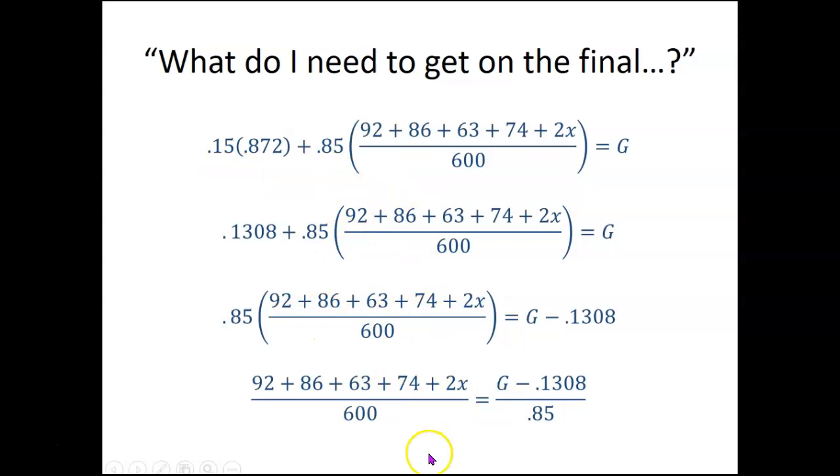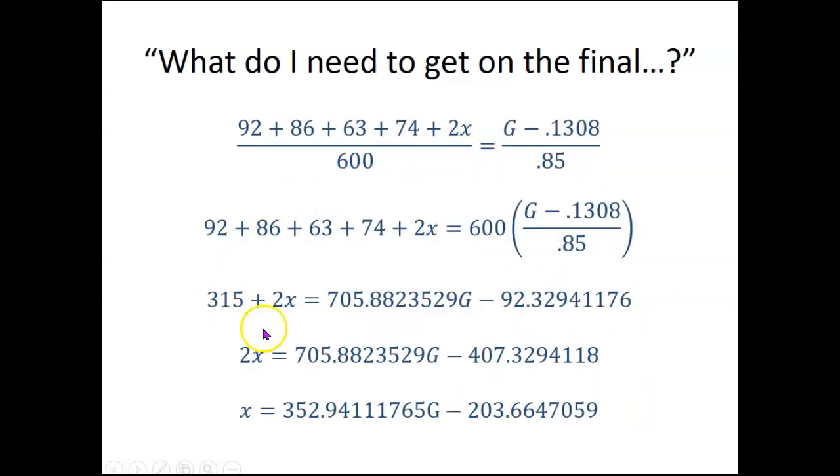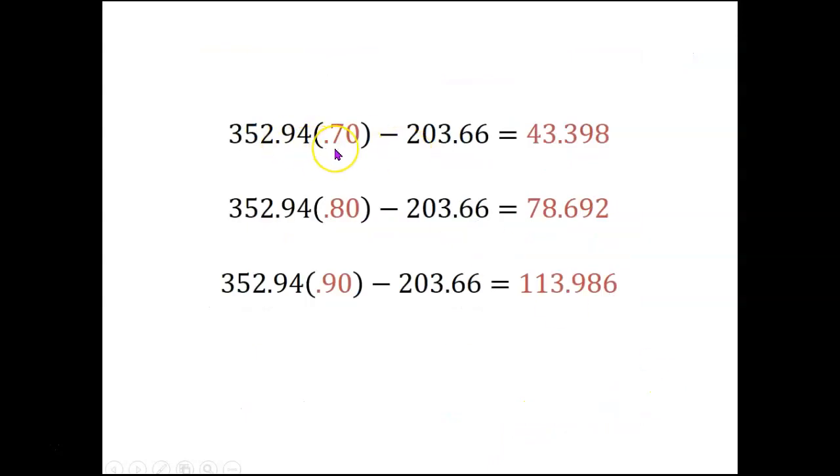Same steps I went through before, only instead of an actual number like 0.70, I'm just using a placeholder G. But I'm doing the same thing to both sides. I'm getting x by itself, and x ends up being about 352.9 something times G minus 203.66 something. So if you plug in 0.70 for G, you get the answer we got, around 43.4. If you plug in 0.80 for G, so the student wants to get an 80% for the course, then the score on the final exam would have to be about 78.692.